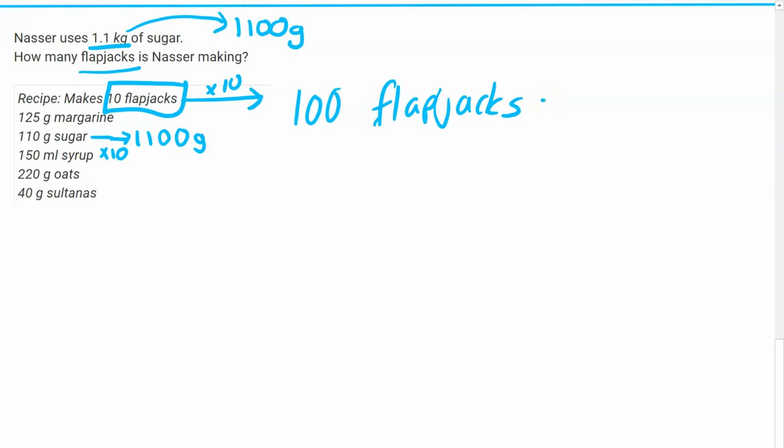Alright, so read your question. Make sure you know whether you're doing all of the ingredients or not, and make sure you know what units they need to be in. Okay, most of the time it's going to be flipping between millilitres and litres, or kilograms and grams. Now, they're the ones to really look out for.